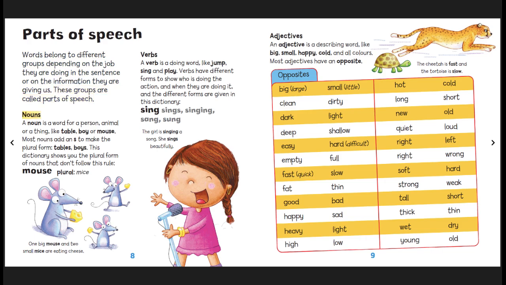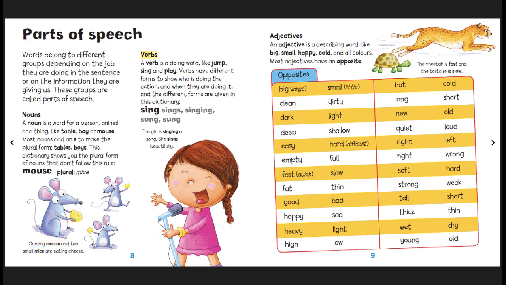Nouns. A noun is a word for a person, animal, or a thing, like table, boy, or mouse. Most nouns add an S to make the plural form. Tables, boys. This dictionary shows you the plural form of nouns that don't follow this rule. Mouse, plural, mice. 1 big mouse and 2 small mice are eating cheese.